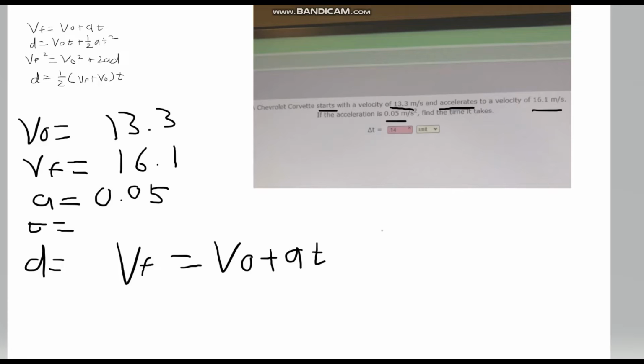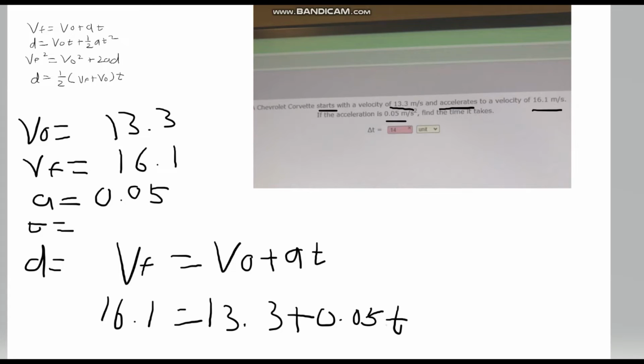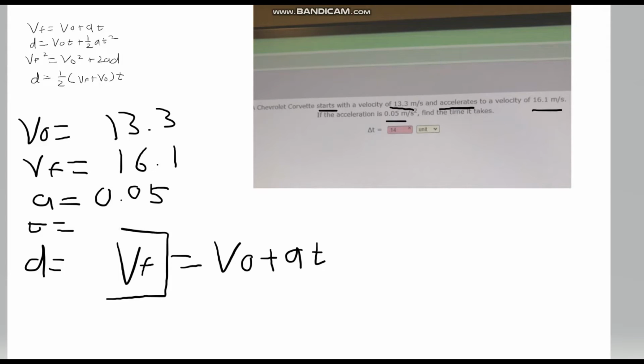So when you solve equations, don't plug in 16.1 is equal to 13.3 plus 0.05 times t, and then have to subtract it and type in your calculator and do so many extra things. When you do it like that, you don't actually build a pattern in your brain. When you use only these symbols to solve it, you will build a pattern in your brain.